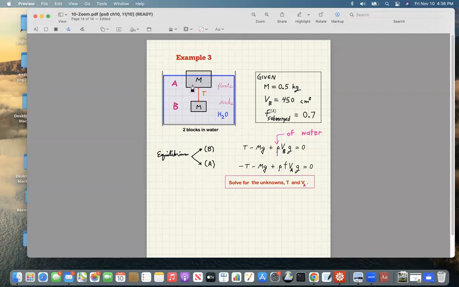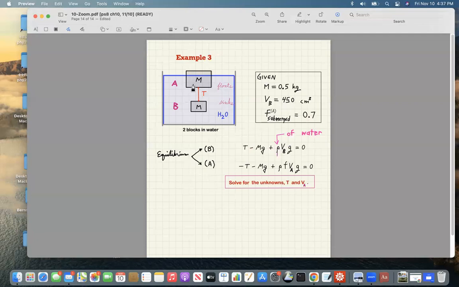You have two blocks of wood, one of which floats in water, and the other one sinks in water. So let's say they both have the same mass. So you have two blocks of wood, equal mass, different volumes. The one with the larger volume has a smaller density, and therefore it floats.